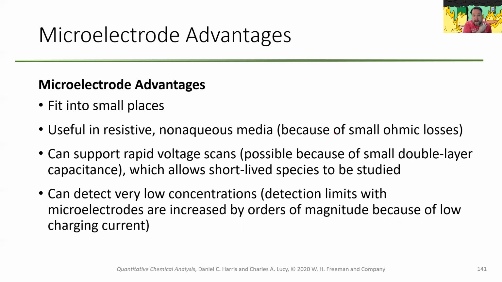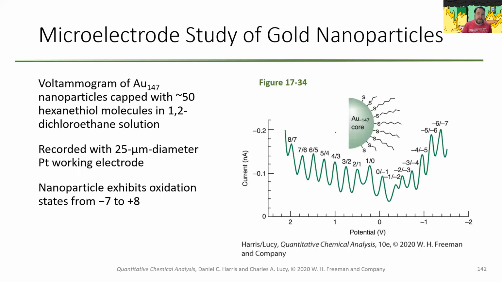So you can detect very low concentrations. Detection limits with microelectrodes are increased by orders of magnitude because you don't have as much charging current. Here is one where they're doing a voltammogram of a gold cluster. It's 147 atoms of gold. It's got this thiol with a greasy side chain on it. That's going to let your gold nanoparticles or gold clusters be suspended in a non-aqueous solution. So they're capped with 50 hexane thiol molecules.